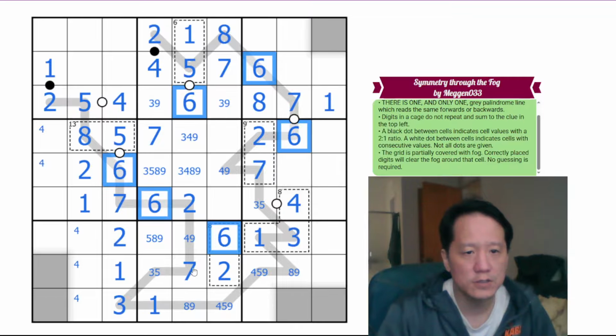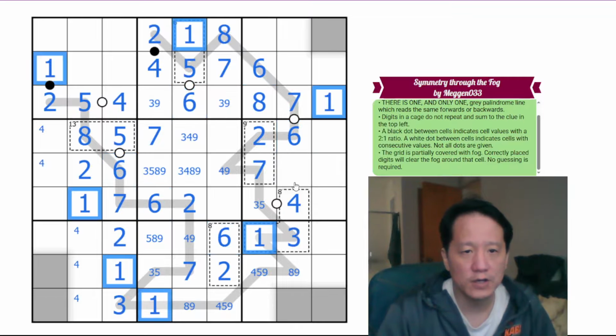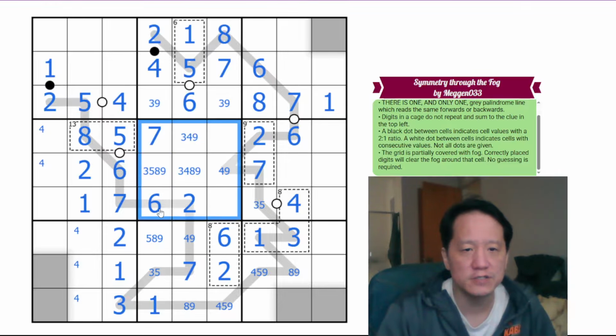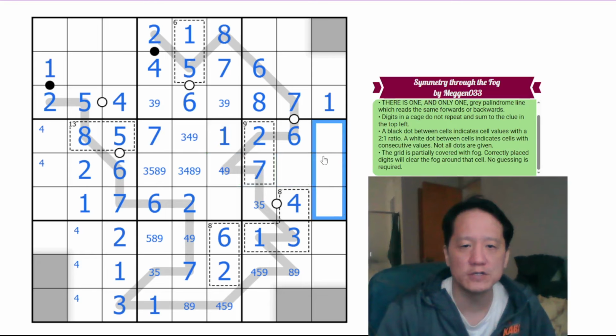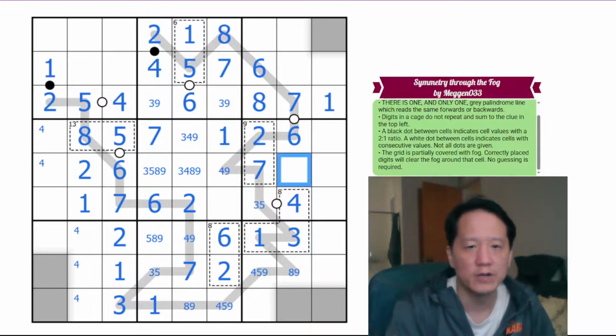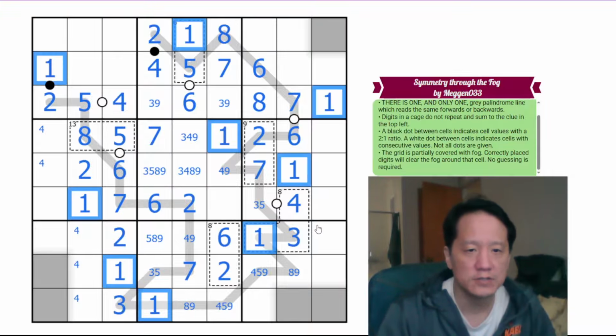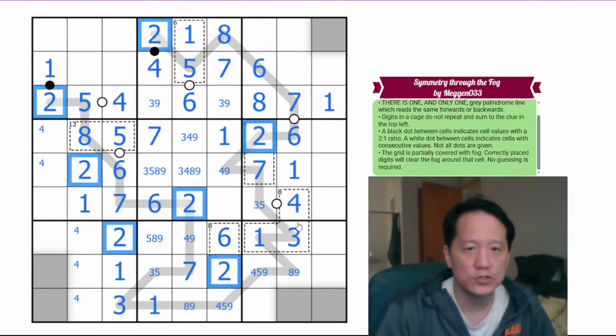6. We have remaining digits. Where can 1 be in the central box? Cannot be here anymore because of 1 in the row, and it can't be here because of the palindrome. Can't be here because of 1's in the column, so it must be here. So that's 1. And where's 1 in this right central box? Can't be here because of 1 in the column, and this is the palindrome also, so 1 must be there. So that's all the 1's done.